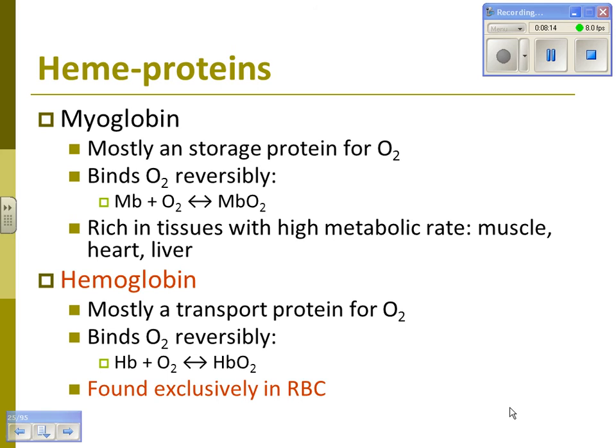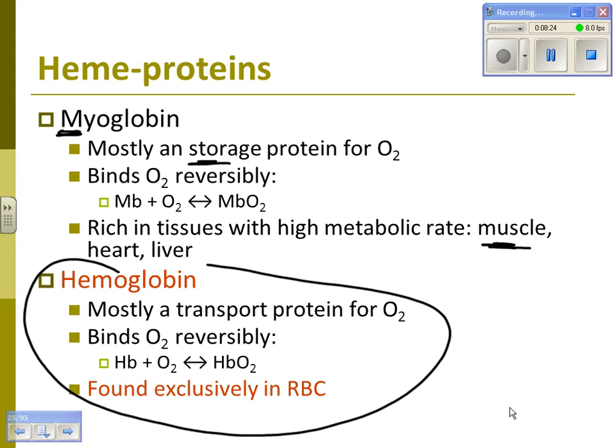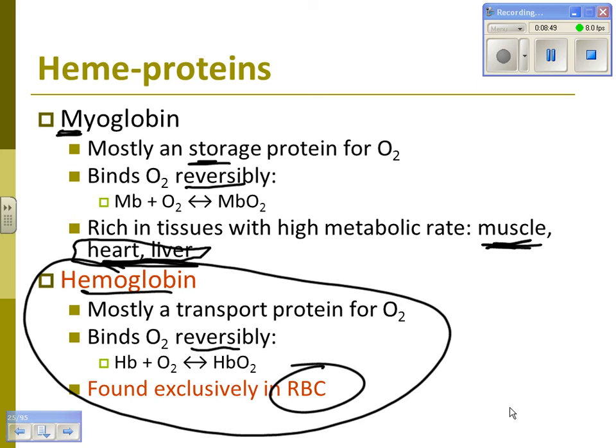So myoglobin, muscles, you store it there. Hemoglobin is obviously your red blood cell oxygen transport. So, myoglobin is muscles. Also, you store heart and liver, the other very important places in your body. And they both bind oxygen reversibly. There's going to be a few major differences that we're going to talk about later in the unit. Hemoglobin, red blood cells only.